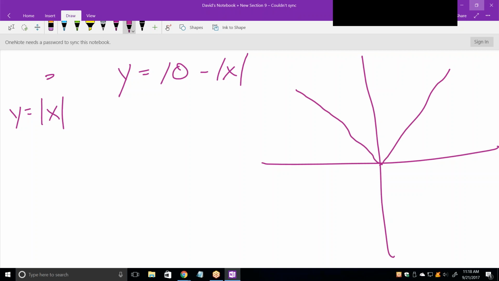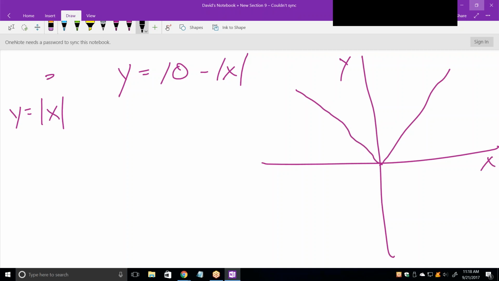And notice why. When x is negative, here's the x-axis, here's the y-axis. When x is negative, y is still positive. When x is positive, y is still positive. So y is never negative in this parent function. It's because the absolute value removes that, doesn't it? Absolute value means that the absolute value of -7 is 7. That's why you end up with this graph.